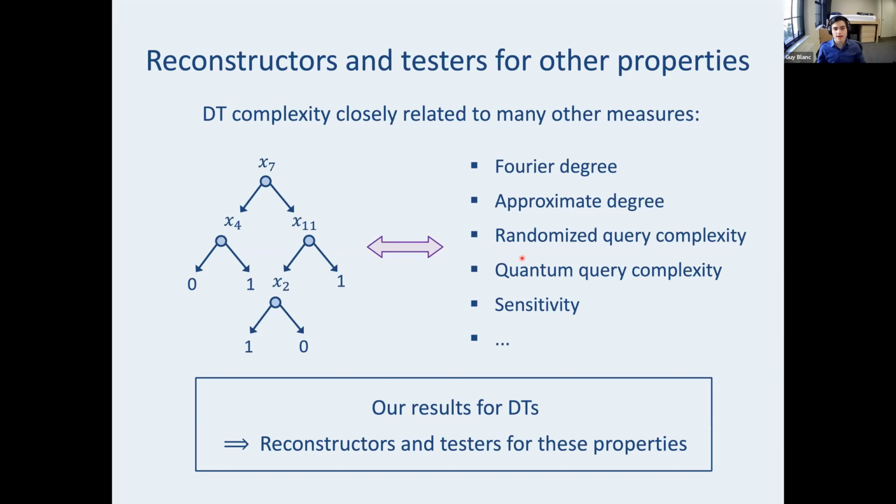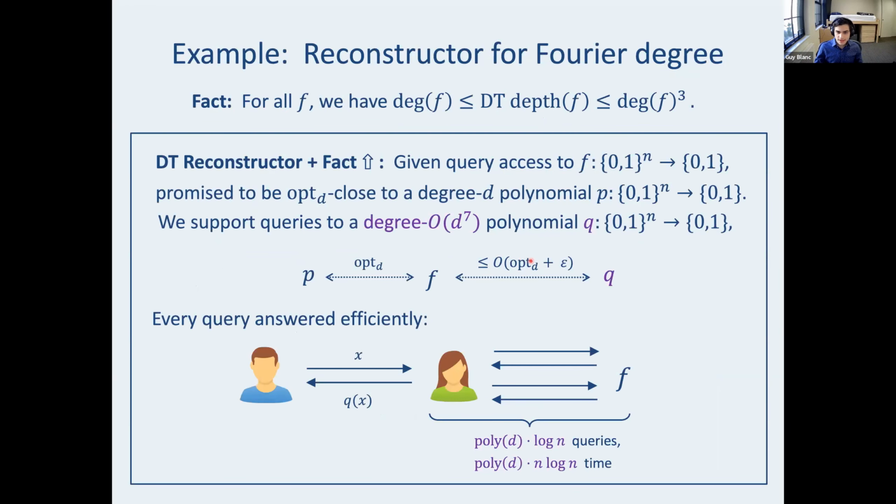I'll just give you one example. If you assume that your function is close to some degree d polynomial p, then we can give you query access to some degree d to the 7th polynomial q. This just comes from using how related decision tree depth and degree are and plugging in some stuff. What we're doing behind the hood here is we're actually just building you a decision tree, but because we know the decision tree is related to the Fourier degree, we immediately get a reconstructor for polynomials and a tester for them and all those other properties as well.